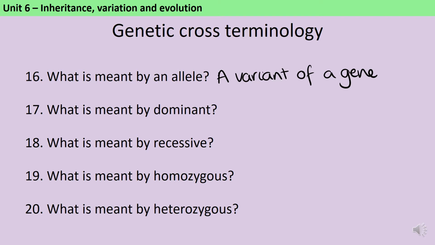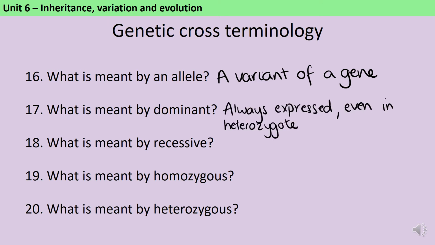If an allele is dominant, that means that it will be expressed, in other words, we'll be able to see it in the phenotype, even if there is just one copy of that allele. So in other words, we will be able to see it expressed even in a heterozygote. In contrast to this, a recessive allele will only be expressed when there are 2 copies present. In other words, it must be in a homozygote or we won't see it expressed in the phenotype.